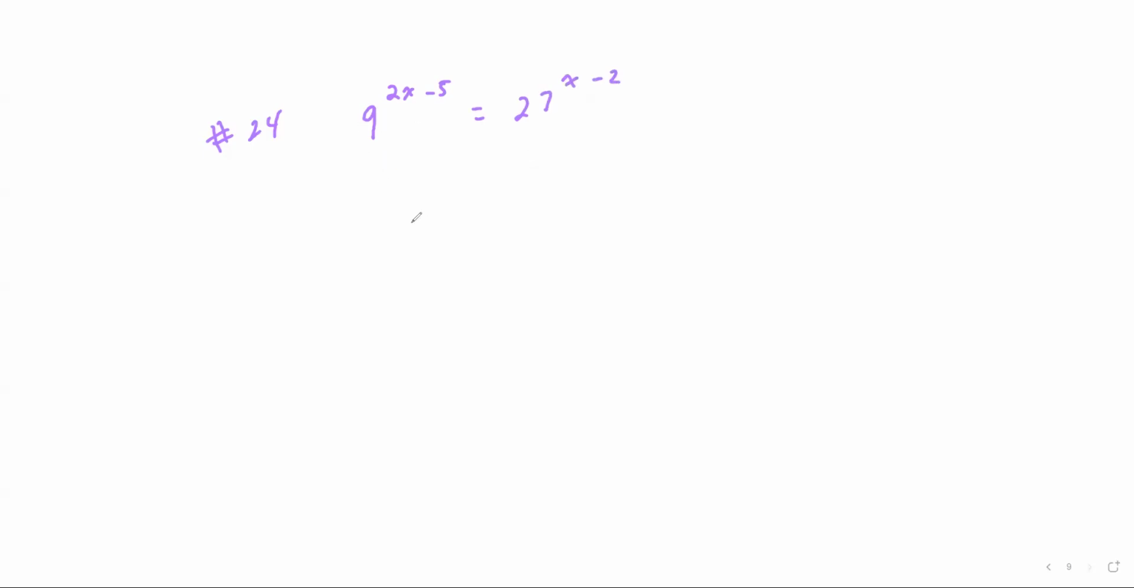Again, I'm going to look at 9 and ask, what number can I multiply by itself to get 9? Hopefully you're thinking, that's 3 times 3. So I can turn 9 into 3 squared, but I still have this exponent here, so I'm going to put it like this. 3 squared would be 9, so I haven't really changed anything. Now do the same thing with 27. What number times itself multiple times will give me 27? Hopefully you're again shouting, it's 3 cubed.